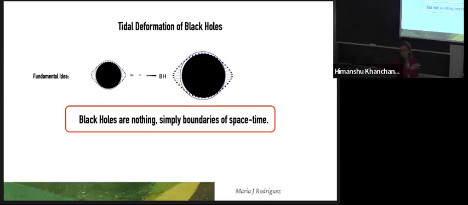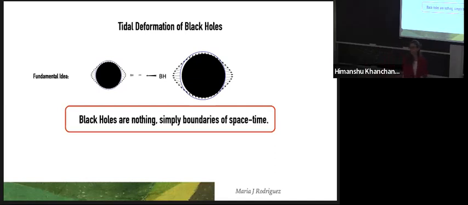Now, for some of us, black holes are just boundaries of space-times. They don't have actual content inside of them, like what we have, say, on Earth as internal layers. And if they're simply boundaries of space-time, why would they deform? And why would they also have parameters that could uniquely describe their deformations when we place them in an external field?